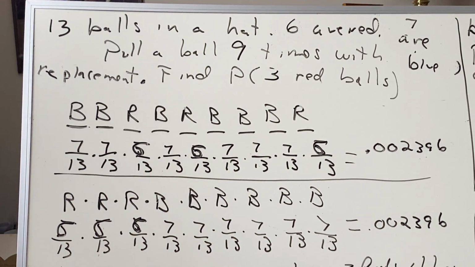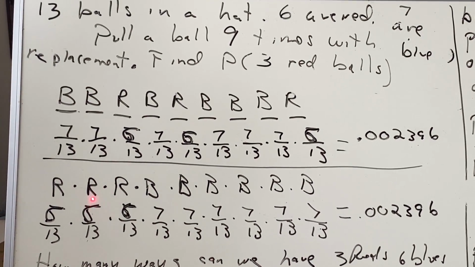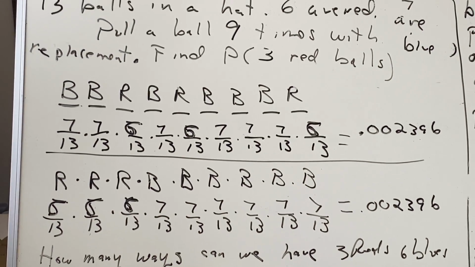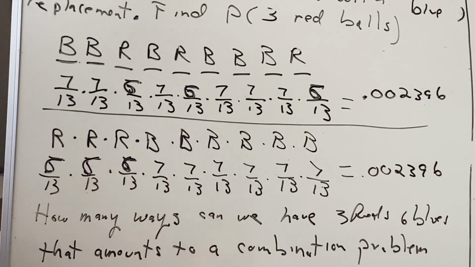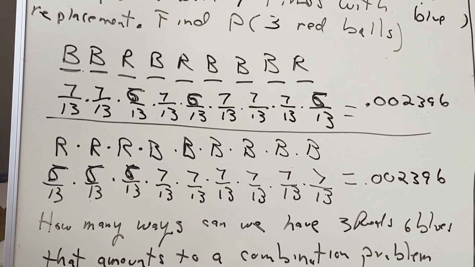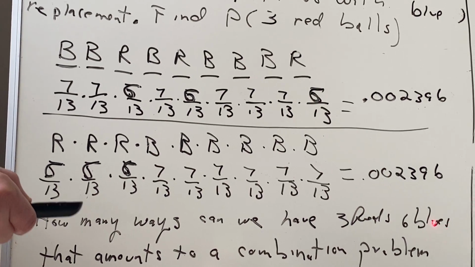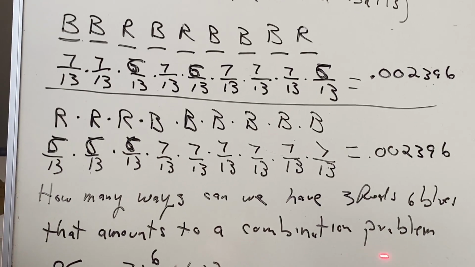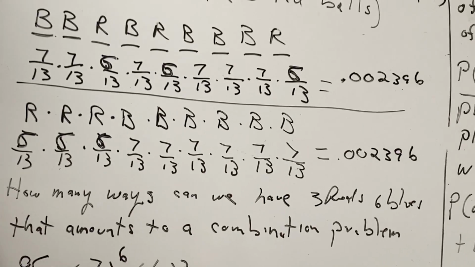Now, I'm not going to go through all of the possibilities here, but we're going to talk through how you can determine how many possibilities there are. We looked at 2 so far, and we can make up others. So we're going to ask the question: how many ways can we have 3 reds and 6 blues? Interestingly, this amounts to a combination problem. Let's think through this. It's not obvious.